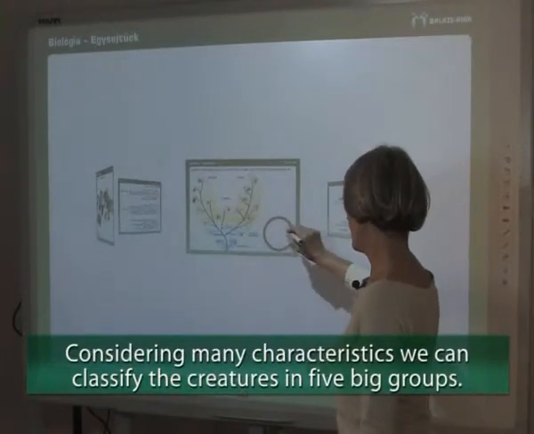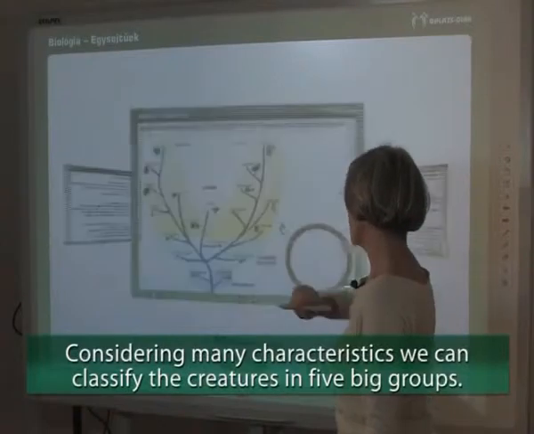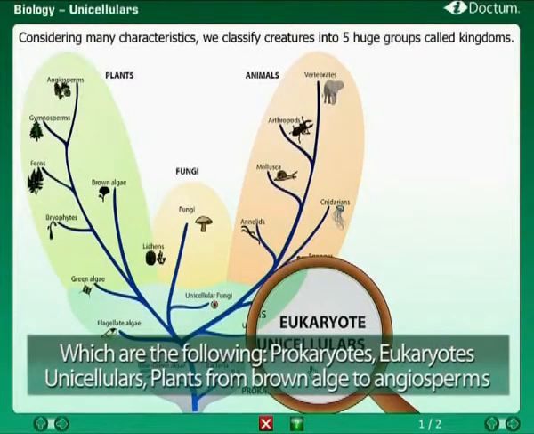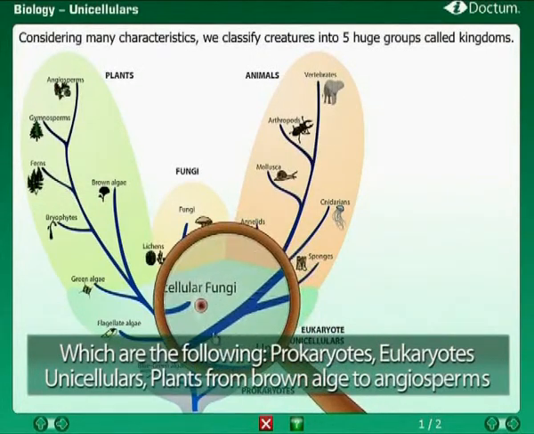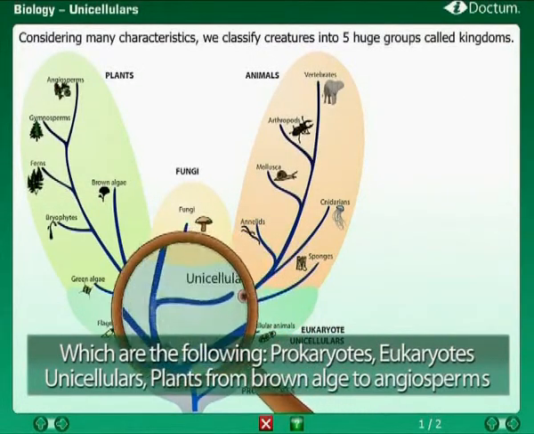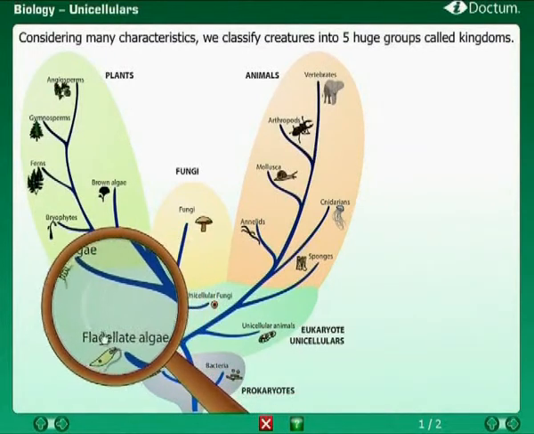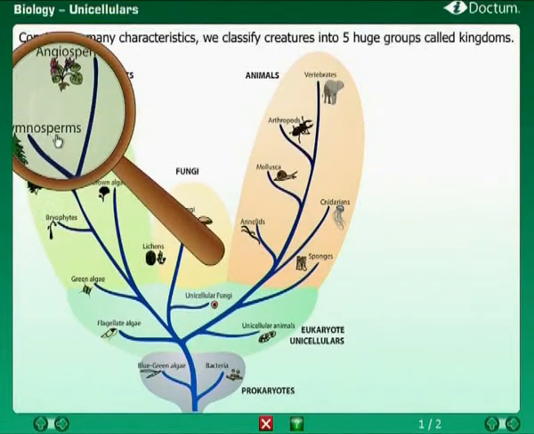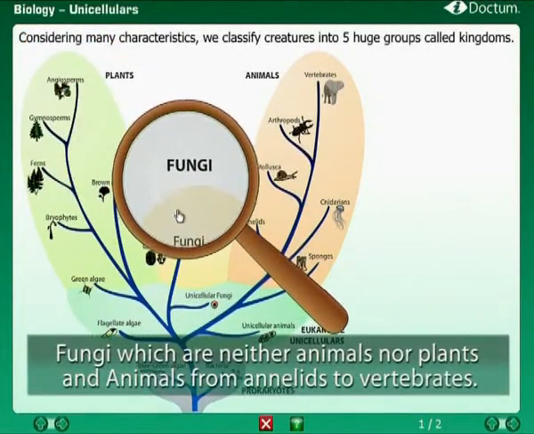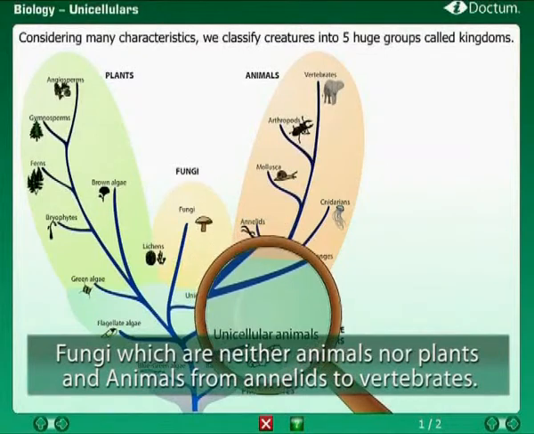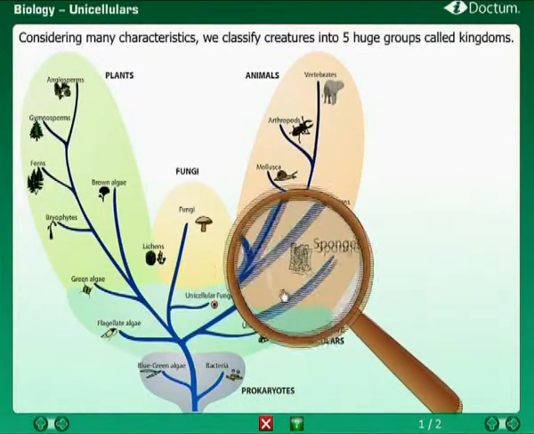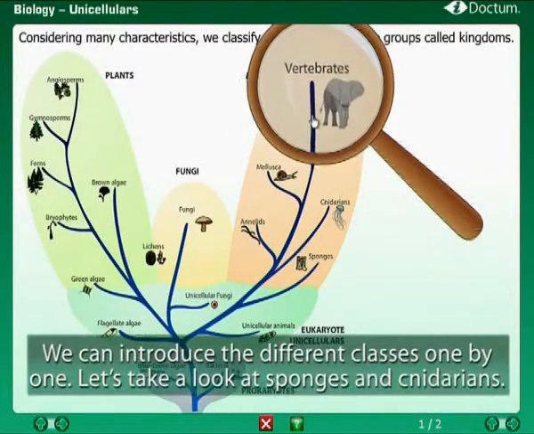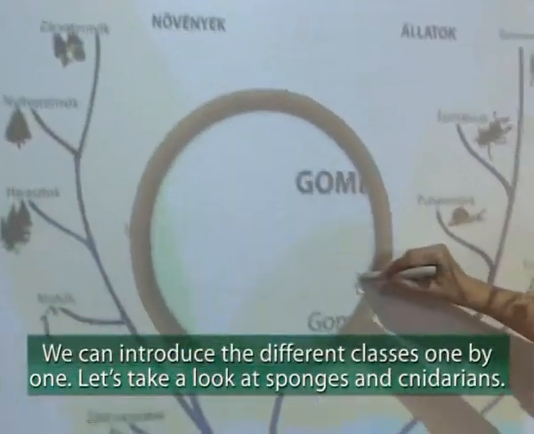Considering many characteristics, we can classify the creatures in 5 big groups, which are the following: prokaryotes, eukaryotes, unicellulars, plant, from brown algae to angiosperms, fungi, which are neither animals nor plants, and animals from annelids to vertebrates. We can introduce the different classes one by one.